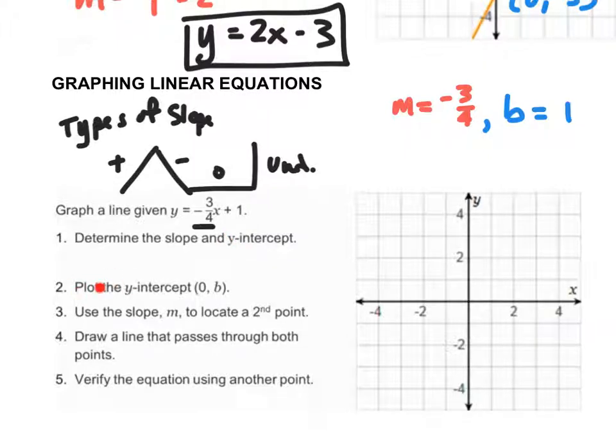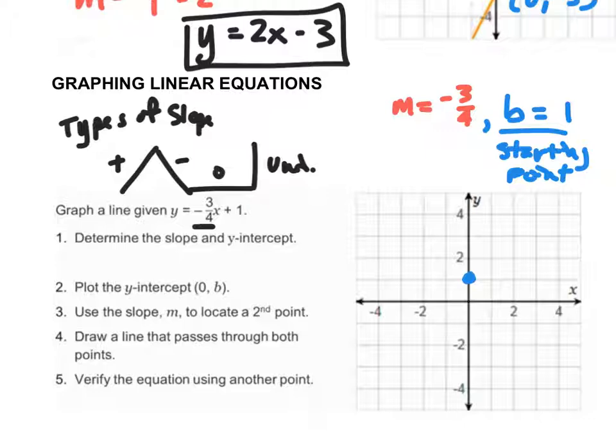The second thing is we want to plot the y-intercept. This is our starting point. I plot this point right here. Then I want to use my slope m to create more points, a second point. Ideally, you only need one other point, but let's put a couple.